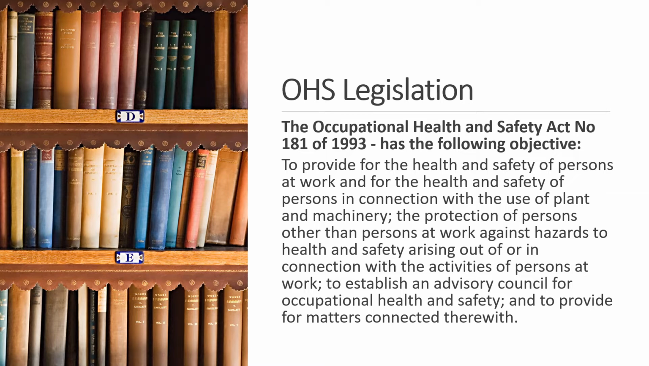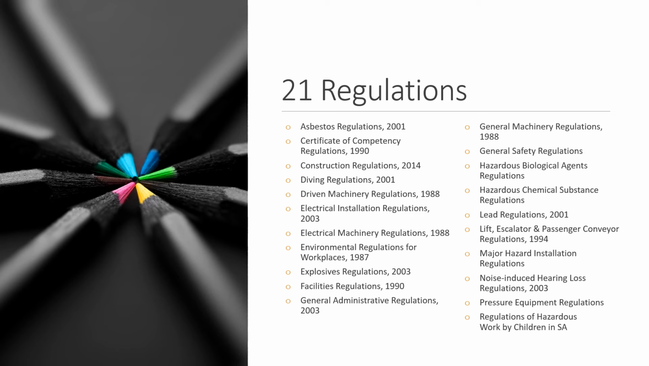Remember, we are discussing the Occupational Health and Safety legislation, and in particular, we always want to refer to the Occupational Health and Safety Act 181 of 1993. The objective of this act is to provide for the health and safety of persons at work, and for the health and safety of persons in connection with the use of plant and machinery, the protection of persons other than persons at work against hazards to health and safety arising out of or in connection with the activities of persons at work, as well as to establish an advisory council for occupational health and safety, and to provide for matters connected therewith. The Occupational Health and Safety Act is supported by additional regulations.